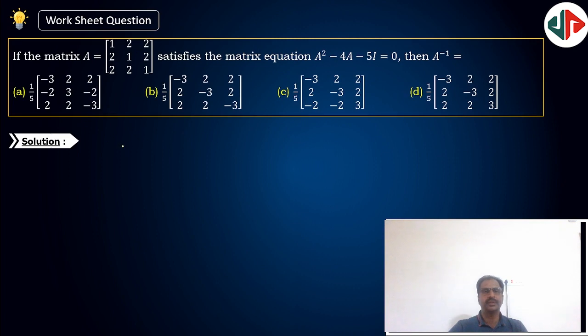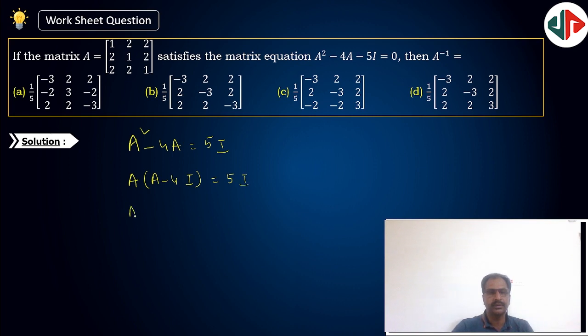If a matrix A, 1 2 2, 2 1 2, 2 2 1, satisfies the matrix equation A square minus 4A is equal to 5I, then what is A inverse? Now A square minus 4A can be written like this: A into A minus 4I is equal to 5I. This can be written as A into (A minus 4I) by 5 is equal to I.